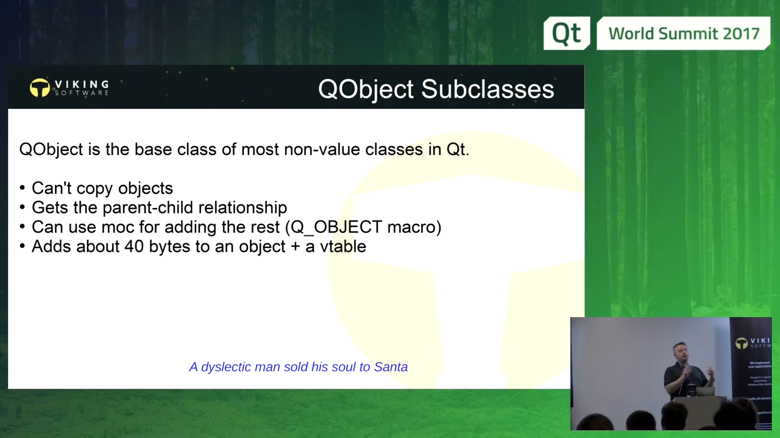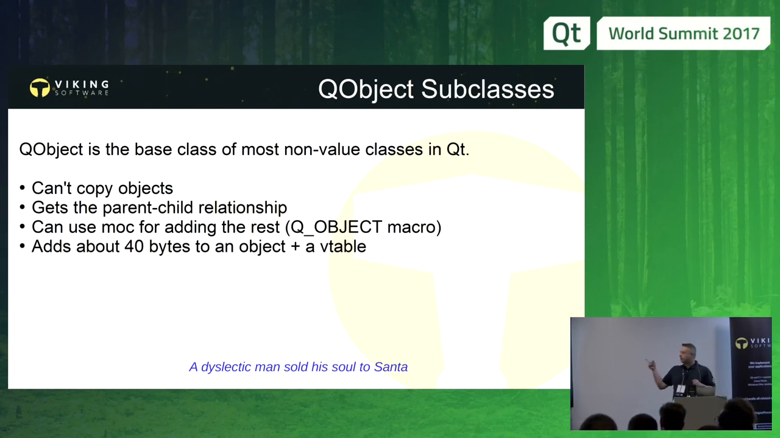If you need something that you copy, then you have a value class. All the value classes in Qt do not subclass QObject, and that's for that reason. Because a value class is usually something you want to copy, and a QObject you cannot copy. A QObject is something that sits in an object tree, usually. There are free-floating objects, but not a lot of them.